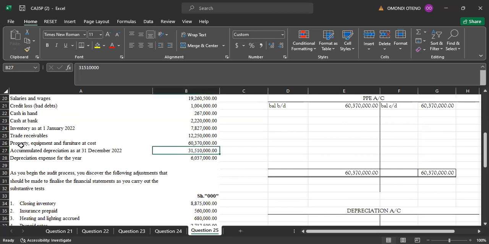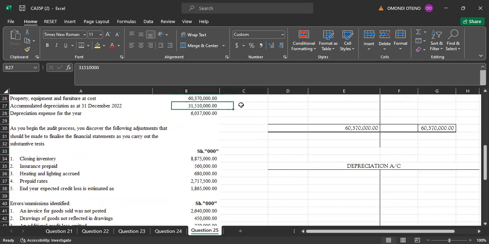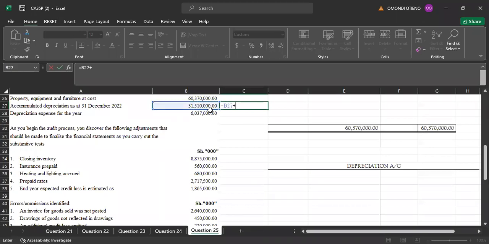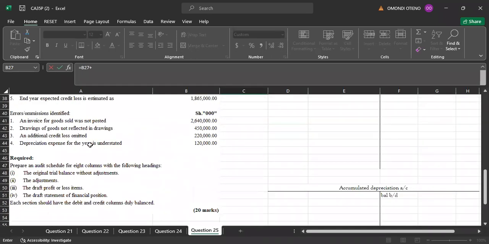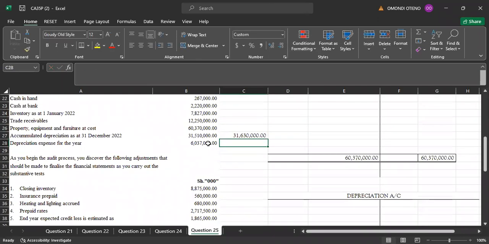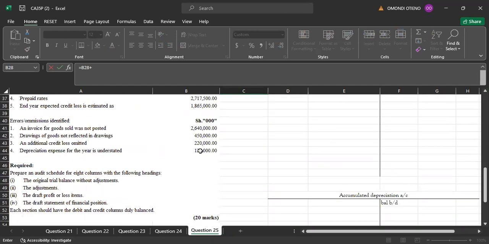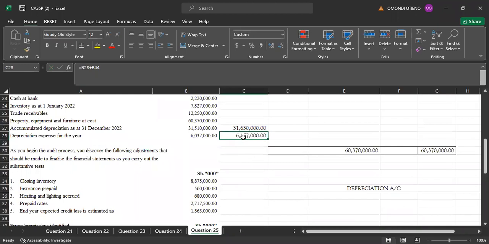Let's see. Remember, this accumulated depreciation is at the beginning of the year plus the depreciation expense of the current year. This depreciation expense of the current year is already included here. But the only thing that is missing, our real accumulated depreciation is equivalent to this one here plus what was omitted. The depreciation expense is not just this figure only. There's that portion that is still missing. Depreciation expense for the year is understated by 120,000. So the real depreciation expense of the current year is 61,57,000.